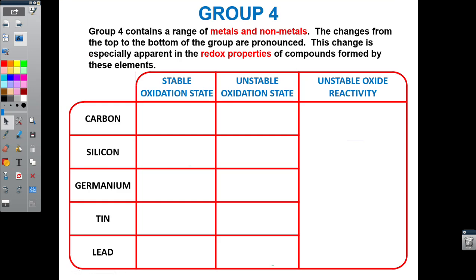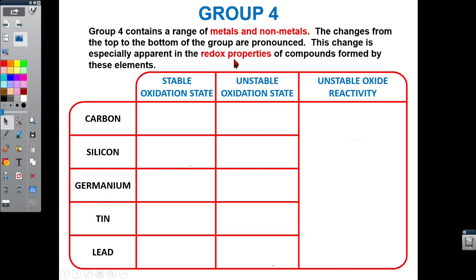And group 4 is quite an unusual group in the sense that we get non-metals towards the top of the group, in carbon, but by the time we reach lead at the bottom of the group, we're down into metal territory. And so we do see a large difference from the top to the bottom of group 4, more so probably than any other group in the periodic table. And as a result, it's a group that's revisited quite often in our chemistry. Now here we're going to look at the differences in terms of redox properties.